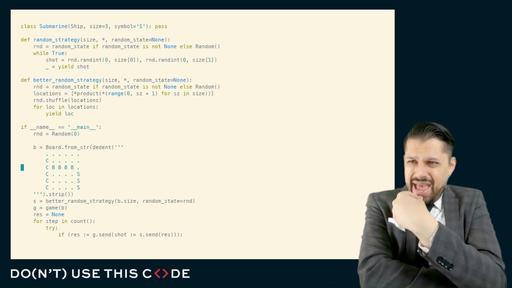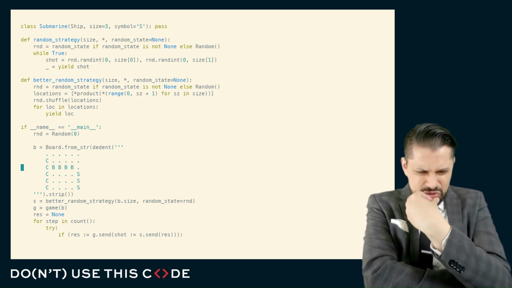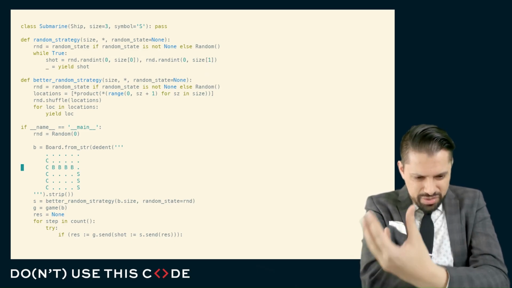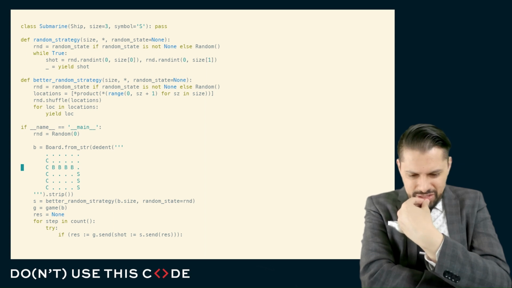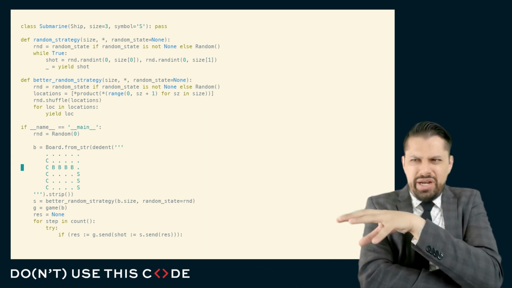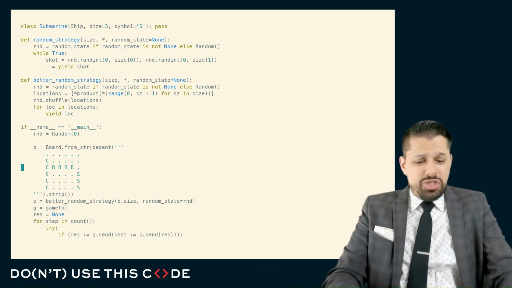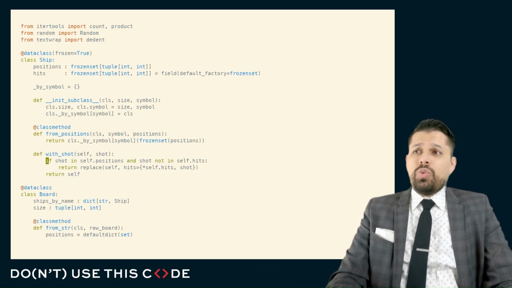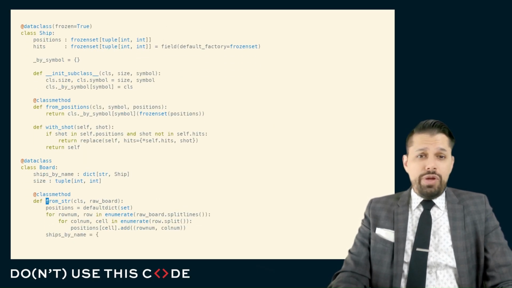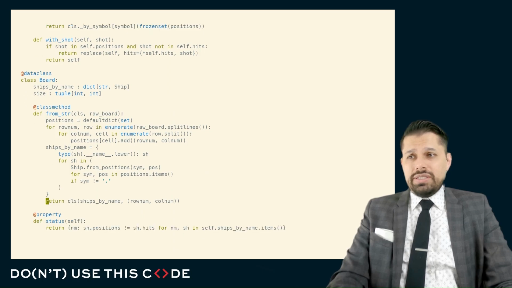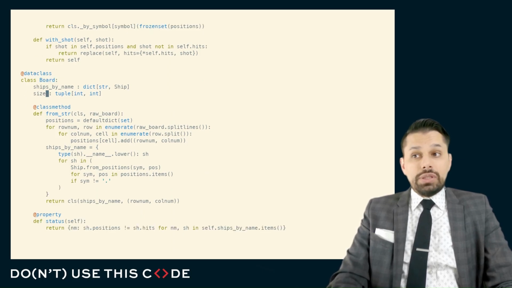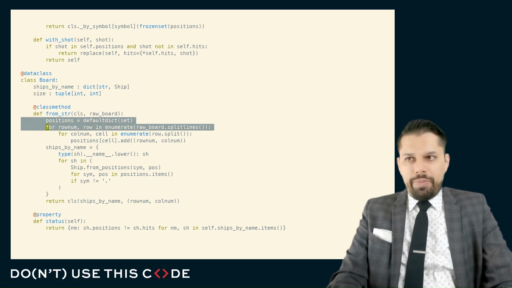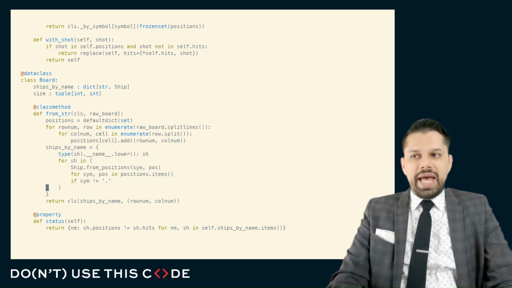Well, when we need to do that, we need to take that board and we need to store some information about that board. And to store some information about that board, we don't really need to store anything but maybe just the size and maybe where the ships are located. So we can introduce another very, very simple data class here representing the board. And we can move the logic for parsing the string representation of the board up here into a class method.